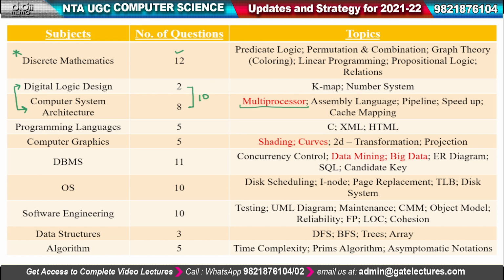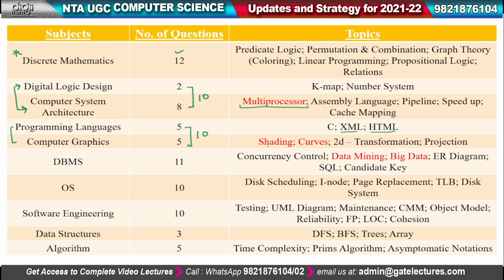Then programming languages and computer graphics make one unit in your syllabus, and from this also 10 questions are asked in total. Okay, so a question came from C, a question came from XML, a question came from HTML. Now these two topics, XML and HTML, though they are not new and many students have prepared them, still many students leave them out, okay? And from computer graphics, shading and curves were the two topics that were new for many of us.